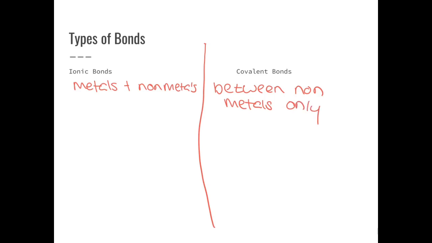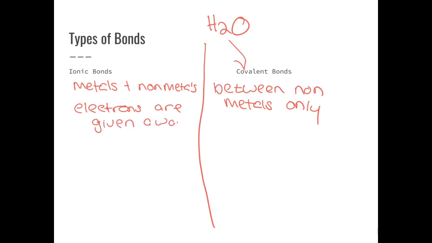So if I were to give you a compound like water, H2O, you would look at the periodic table. You would see that hydrogen is a nonmetal and oxygen is a nonmetal. So therefore, it would have to be a covalent bond. Also, when ionic bonds form, the electrons are completely given away. And with covalent bonds, electrons are shared.